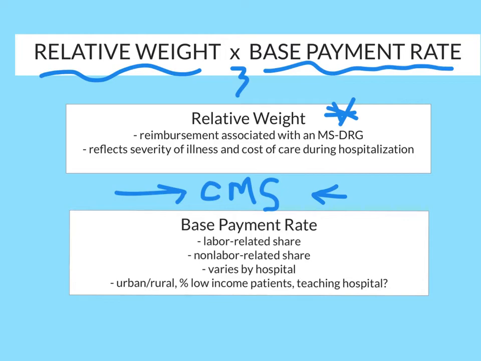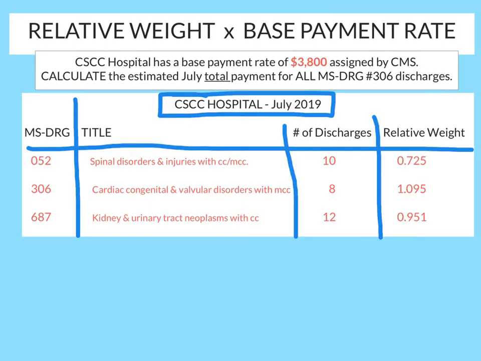The base payment rate for a hospital includes a labor-related share and a non-labor-related share. It is set, again, by CMS and varies by hospital, taking into account hospital wage rates, think urban versus rural labor markets, and other considerations such as the percentage of low-income patients typically served by that hospital, or even whether the facility is a teaching hospital. Let's go ahead and take a look at an example or two.